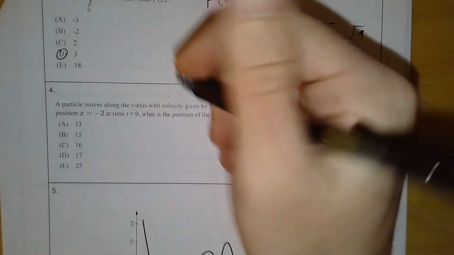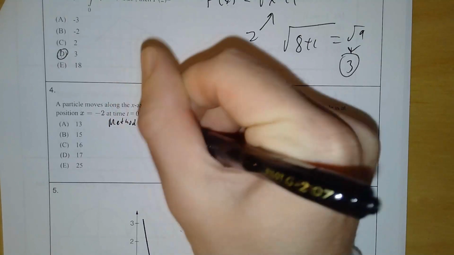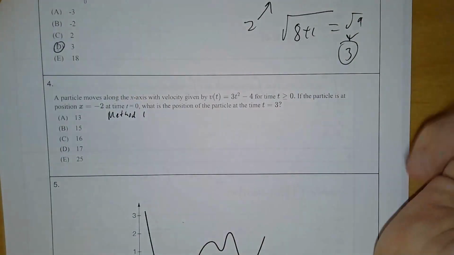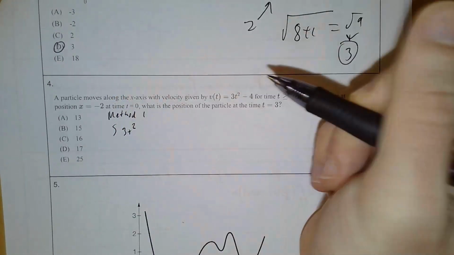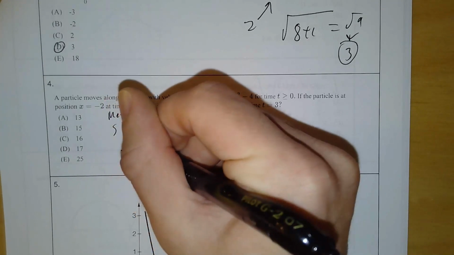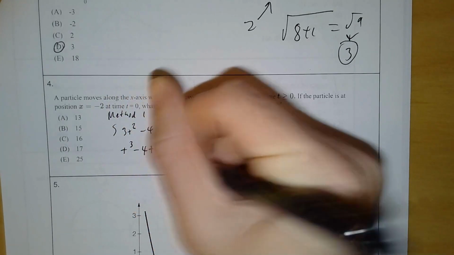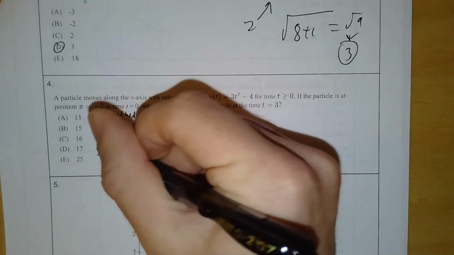I guess I'll do both ways. So we have method 1. This is from the notes, method 1. You're going to take the integral of s prime of t, which is 3t squared minus 4. It's going to get you t cubed minus 4t plus c. This is s of t right here. And then you've got to solve for c.